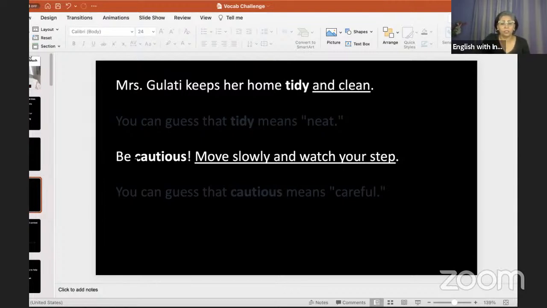So अब यहाँ पे cautious का क्या मतलब हो सकता है? Careful, very careful, be careful, right? So I hope you understand so far.